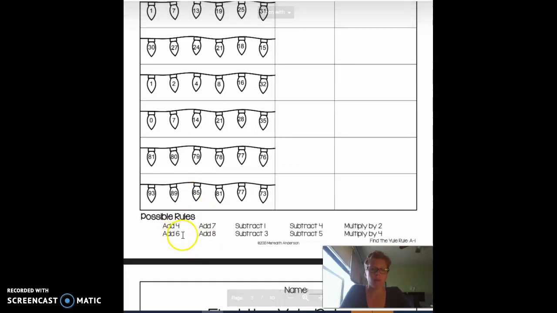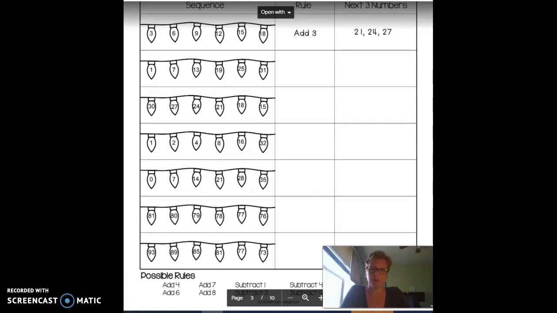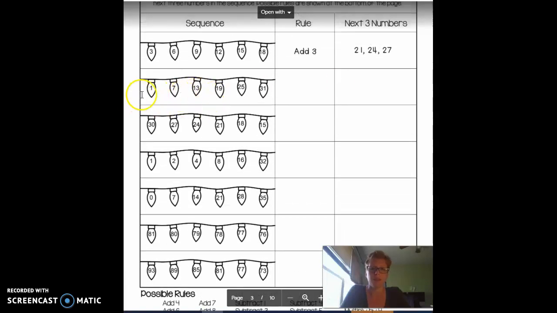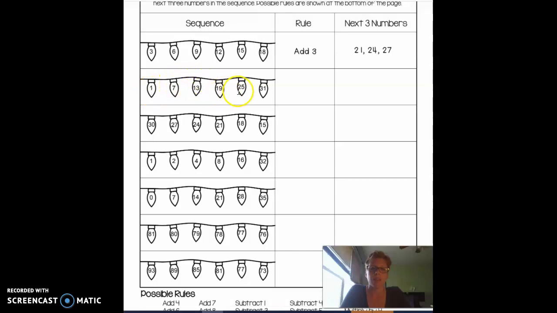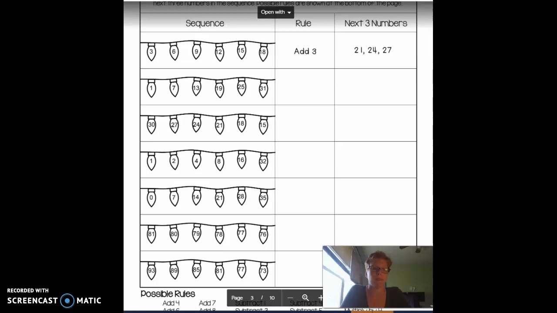Okay, we can add 4, add 6, add 7, add 8, subtract 1, subtract 3, subtract 4, subtract 5, multiply by 2, or multiply by 4. Those are our options. So this set of numbers here, we have 1, 7, 13, 19, 25, and 31. Okay, let's start from 1 to 7. Are the numbers getting larger or smaller? They're getting larger. I'll put a plus sign right here. I want you to put a plus sign on your piece of paper in front of you. Okay, now let's ask ourselves, to get from 1 to 7, what are our options? We can multiply or we can add, right?